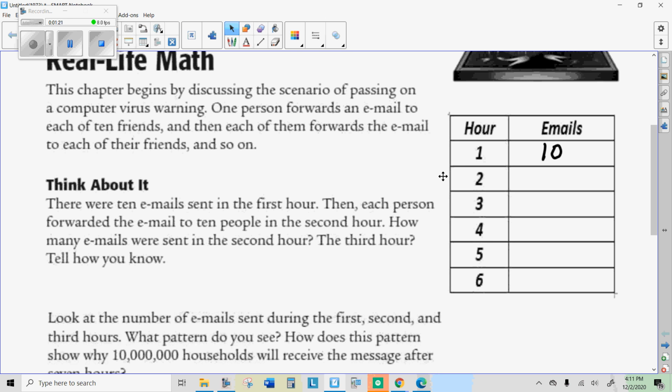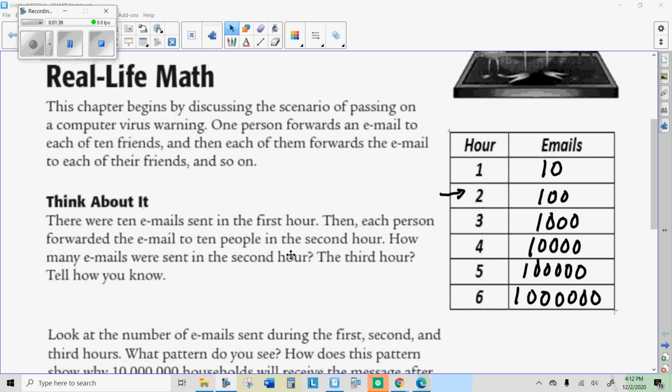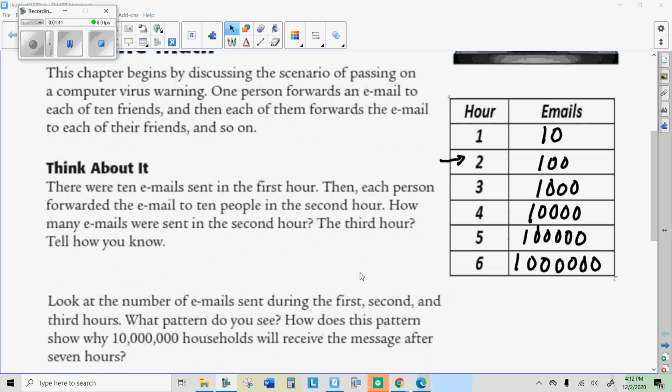So we're talking about here, think about how many there would be the second hour, the third hour, the fourth hour, the fifth hour, the sixth hour if this continued to happen. Go ahead and pause and fill in that table, and we'll see if you get it right. Well, you should have noticed that if all 10 people email it to 10 people each, that would be 10 times 10 or 100 emails sent the second hour. And then you multiply that by 10 for the third hour, and so on.